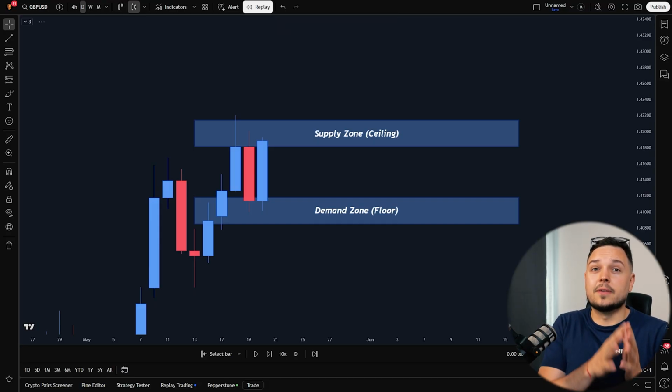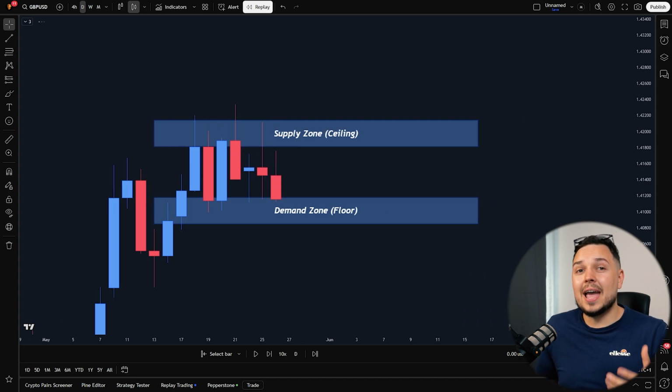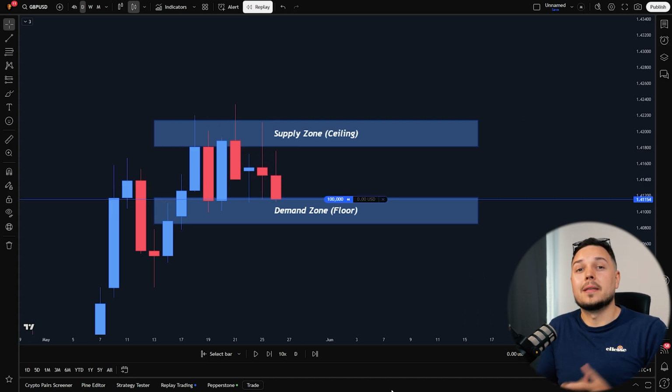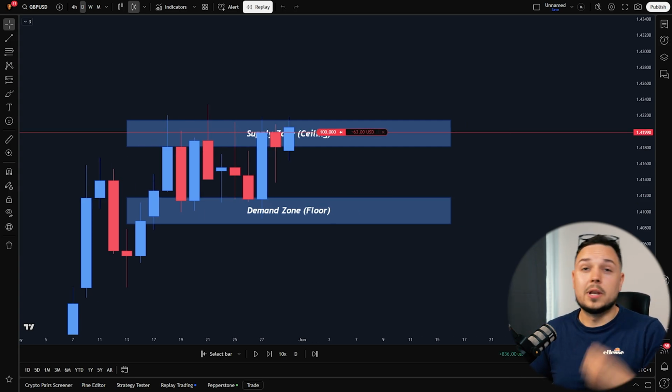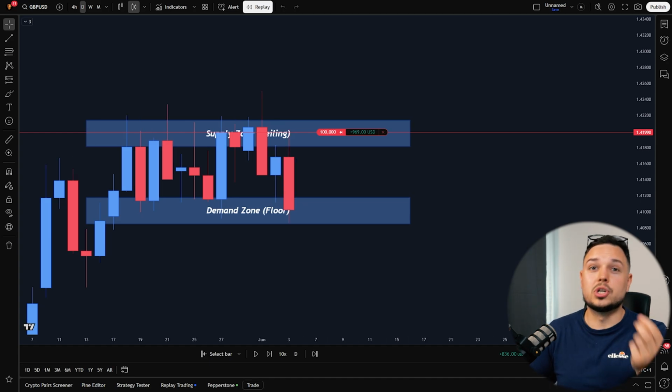So with that being said, let's start with supply and demand. What is it? Demand zones are pretty much like the floor beneath the price. Whenever candlesticks touch a demand zone, the price typically bounces upward. Supply zones, on the other hand, act like a ceiling above the price. Whenever the price hits the ceiling, it usually drops back down.